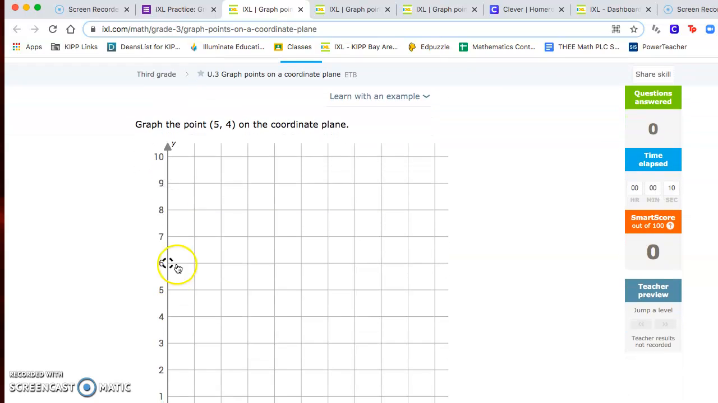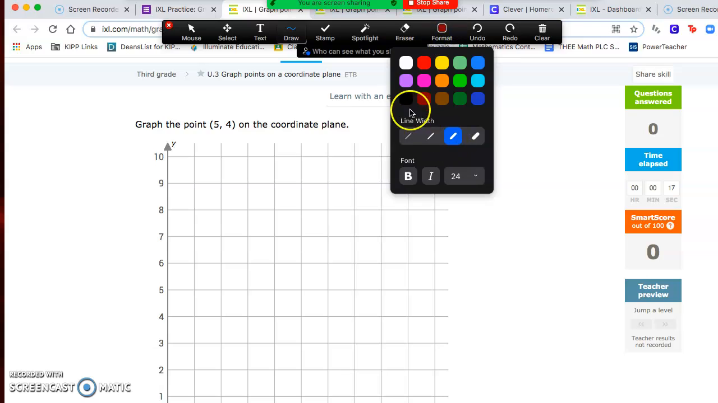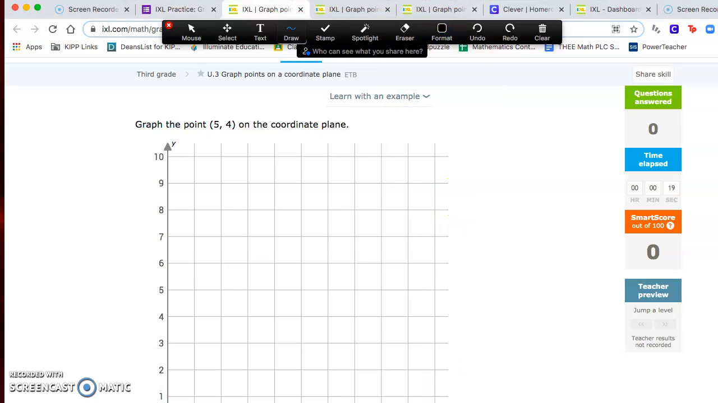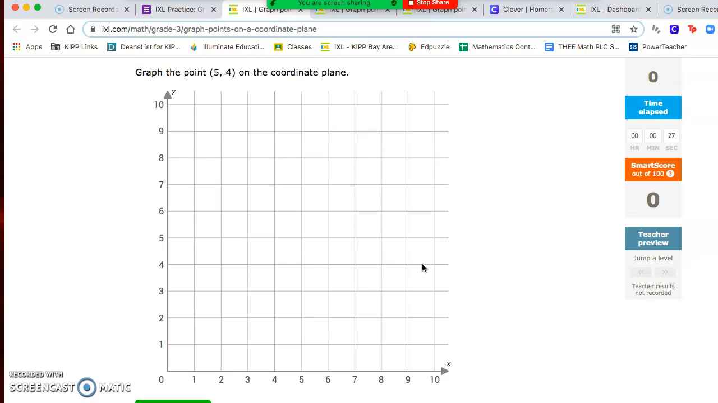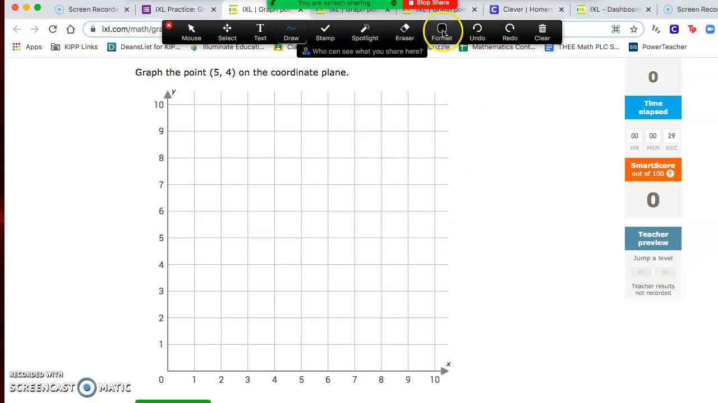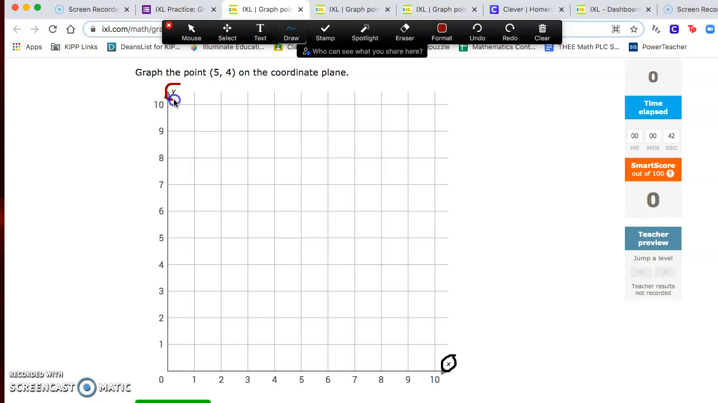Now, it says graph the point 5, 4 on the coordinate plane. So, just a reminder, okay? First thing that we always need to understand is that we have our x-axis and our y-axis. So, I'm going to go ahead and kind of go below here. And I want us to remember our x-axis is right here, and that's our horizontal, so left to right axes. And then in a different color, I'm going to have us realize that, cool, that is our y-axis.